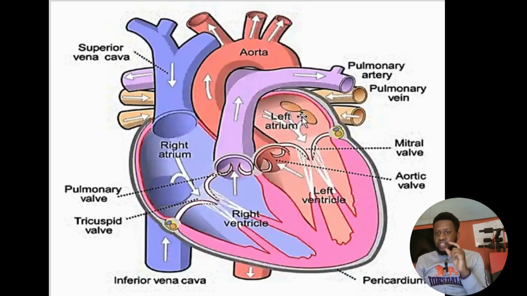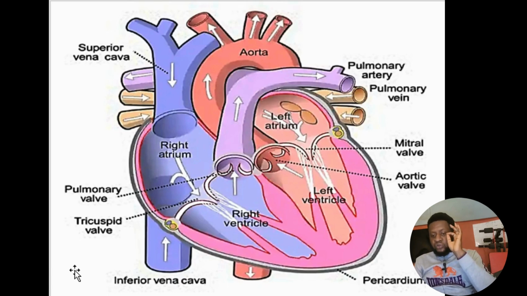Now, once it's done with all the body functions, the blood needs to come back to the heart. Remember, we talked about the double circulatory system, whereby blood passes through the heart twice. There is a double circuit. Now we are done with the first circuit. We are going to the second one now.